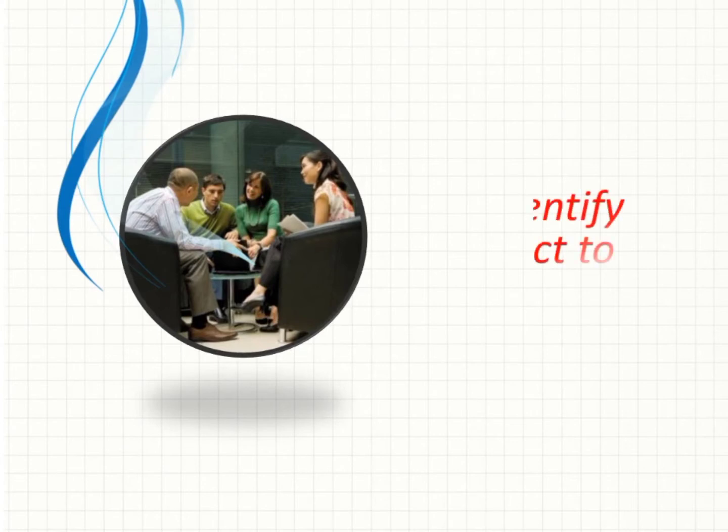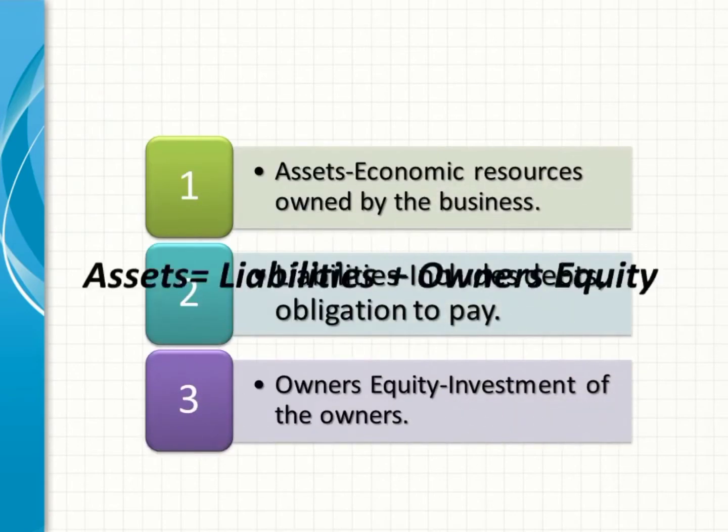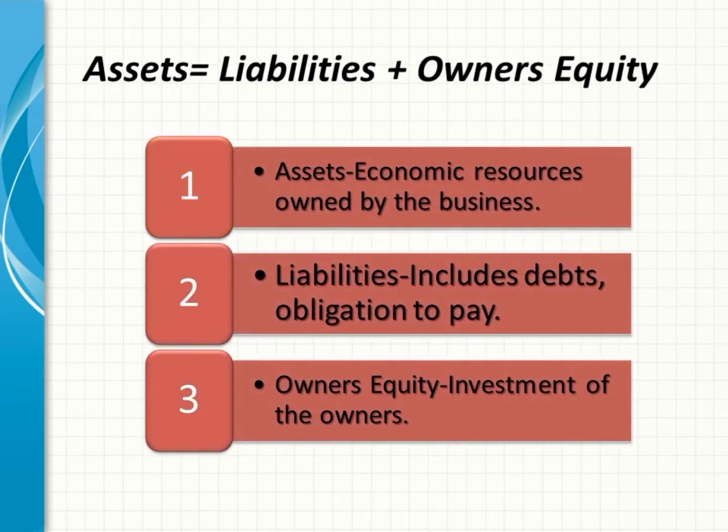Now, let us identify every transaction and its effect on our accounting equation. Please take note, assets should be equal to liabilities plus owner's equity. Assets are the economic resources owned by the business, while liabilities are the obligations that the company needs to pay to its creditors and suppliers. And the owner's equity is the investment of the owners. It also includes the income or loss for the period and also the withdrawal of the owner.